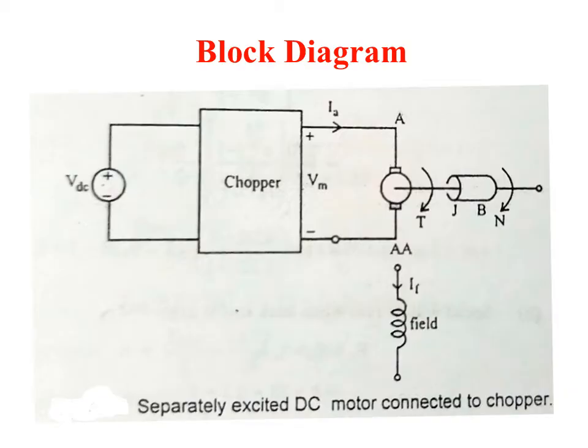So in our today's lecture, we are going to discuss about separately excited DC motor connected to a chopper. Now, if we observe, this is the basic block diagram of separately excited DC motor which is connected to a chopper circuit. Here VDC is a DC supply voltage which we will connect as an input to the chopper circuit. In between here we have one chopper circuit.